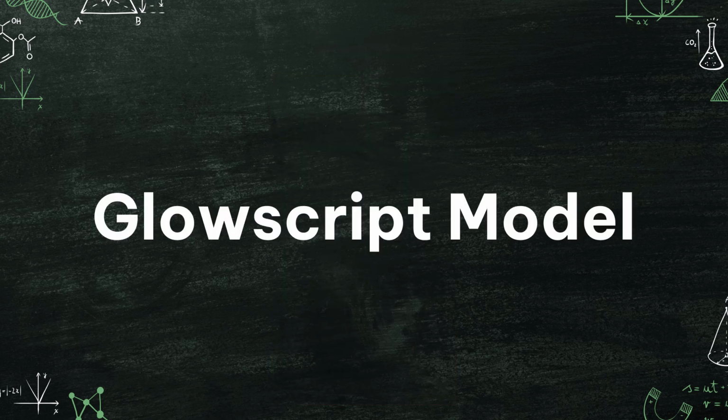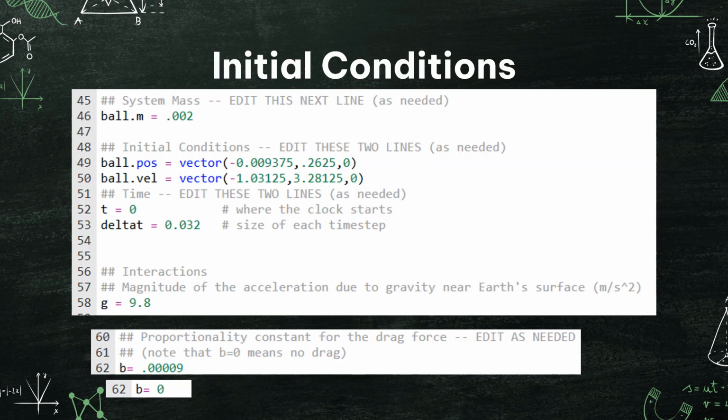Now I will go over the computational models which were made using GlowScript. Here are the initial conditions with the mass of the paper ball in kilograms, position in meters, and velocity in meters per second. We found B, the drag constant, by inputting different values until we found one that outputs a similar result as our experimental data using trial and error. This is for the model with drag and gravity. For the model including only gravity, B equals 0.